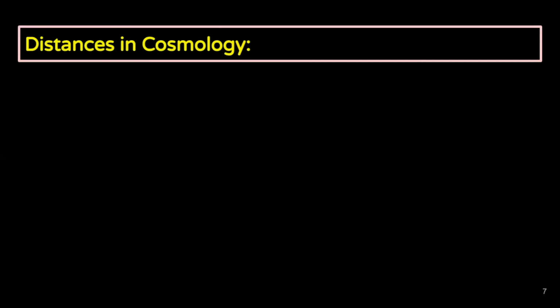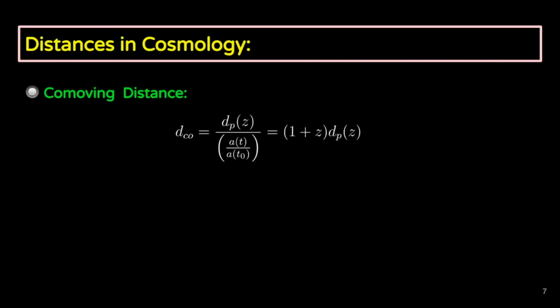In cosmology, there are many ways to specify the distance between two points. First, let me define the co-moving distance. Let's say we have two points which are moving with the Hubble flow, and their separation remains constant in all epochs. Here dp is the proper distance, and we are dividing by the scale factor a. The proper distance also changes with the same factor of a, and therefore the co-moving distance does not change with time.